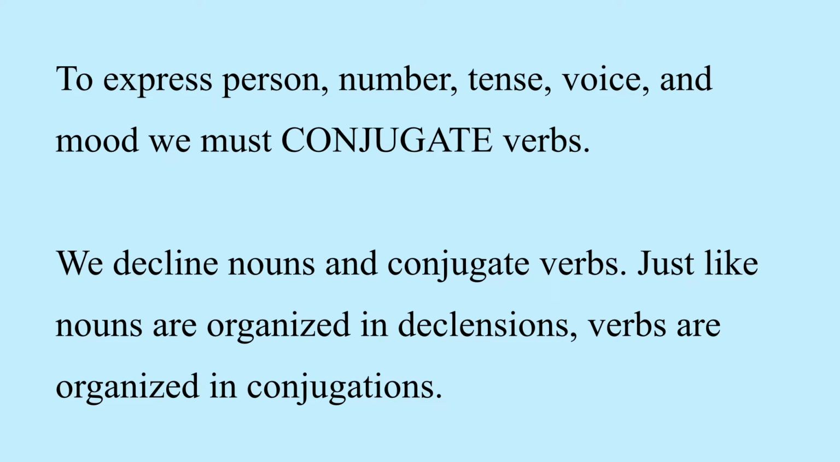In order to express person, number, tense, voice, and mood, we must conjugate our verbs. So we decline nouns and conjugate verbs. Remember when we were working with our nouns, we would change the endings, which is declining, so that we could show the noun acting differently in the sentence, right? Being a subject versus a direct object versus the object of a preposition. So just as nouns are organized in declensions, verbs are organized in conjugations. And the verbs within a certain conjugation will conjugate in the same way. They'll use the same pattern. So not at all dissimilar from what we've seen with our nouns. It's just instead of declining, as we do for nouns, we will now be conjugating our verbs.